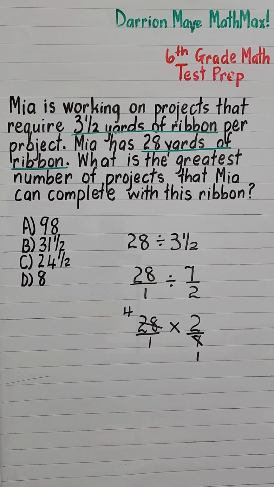And now we multiply across. 4 times 2 is 8, and 1 times 1 is 1. 8 over 1 is equal to 8.